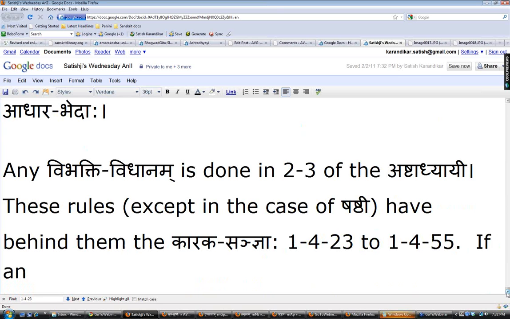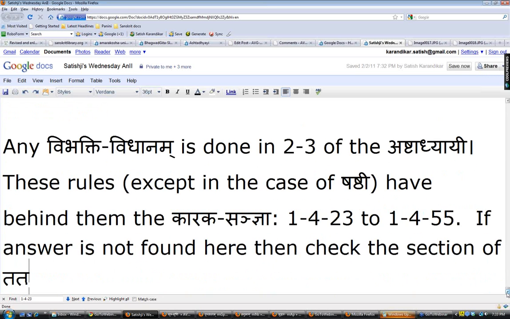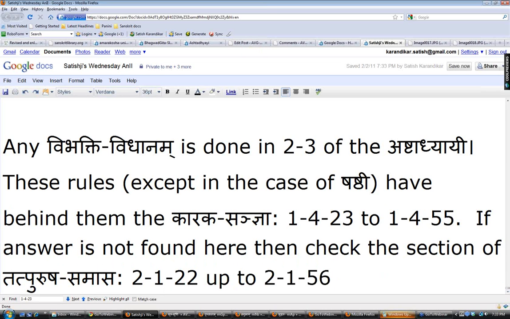if you don't find the answer here, then try to check also the Tatpurusha Samasa section, which comes in 2-1-22 to 2-2-2-2. Mainly most of it actually will come only in 2-1, I think up to 2-1-48 or so. So that is your next hope. Next hope is to find some jnapaka over there.